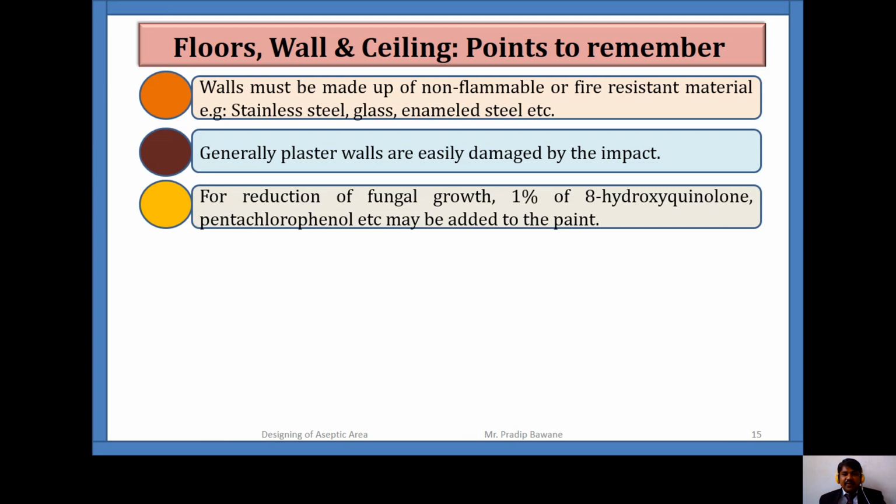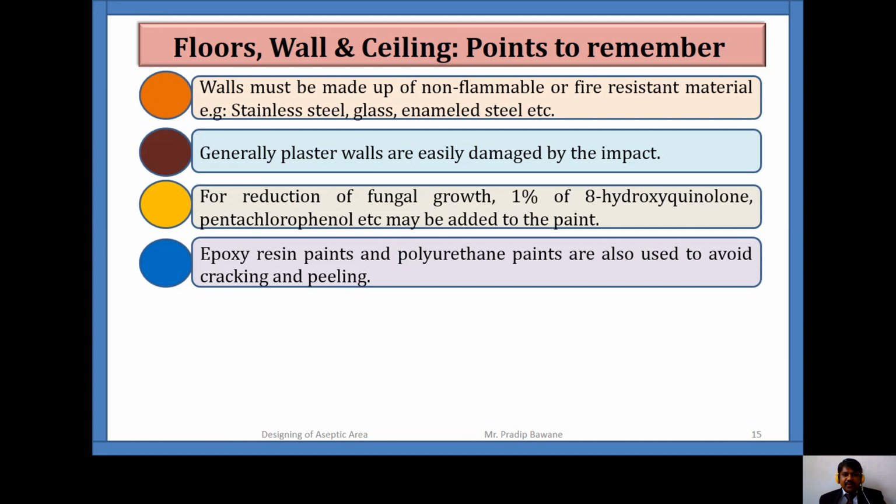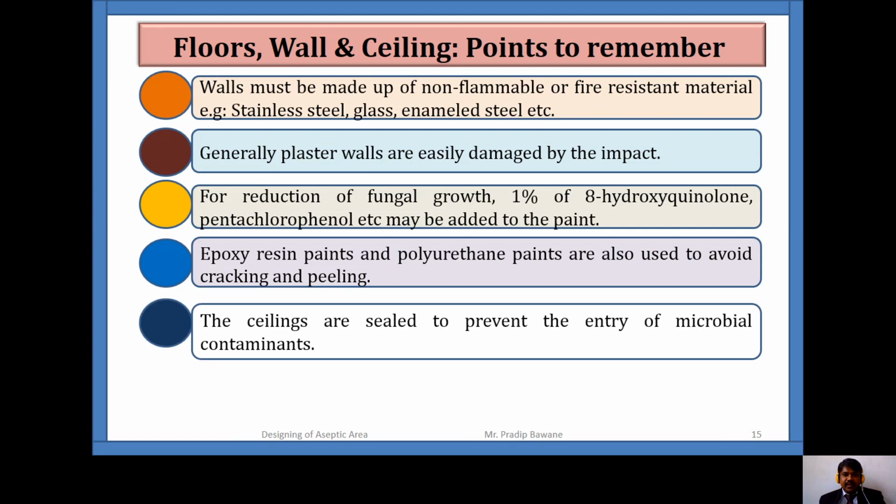For the reduction of fungal growth, 1% of 8-hydroxyquinoline, pentachlorophenol, etc. may be added to the paint. So that will reduce the fungal growth over the surface of a wall. Then epoxy resin paint and polyurethane paints can also be used to avoid cracking and peeling.